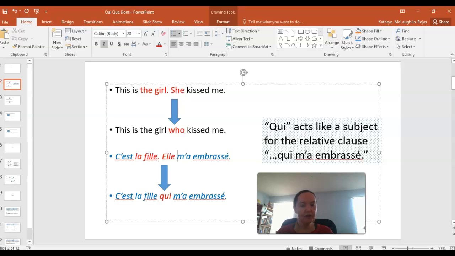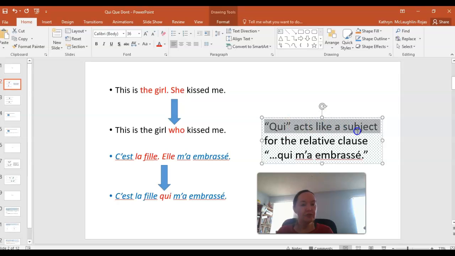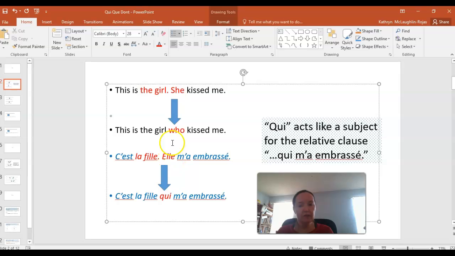So what does all this mean? Qui acts like a subject for the relative clause. In this relative clause, who kissed me, who is just taking the place of the repeated girl, or she, so I don't have to say it again. Qui is doing the same thing. It's just taking the place of the repeated la fille or elle, so you don't have to say it again. And you can combine them into one sentence.